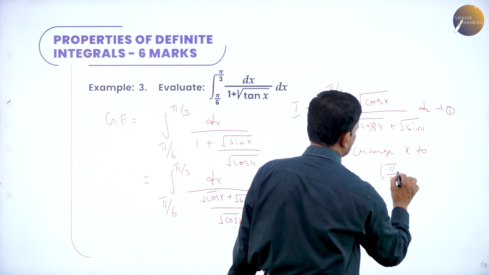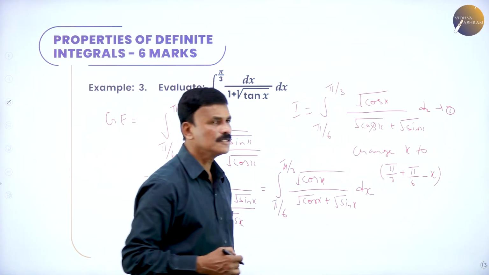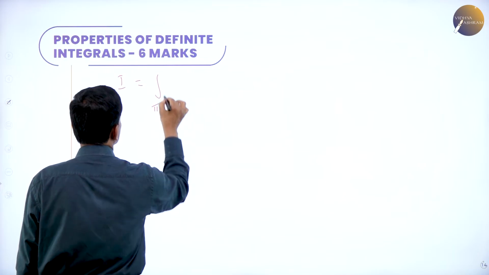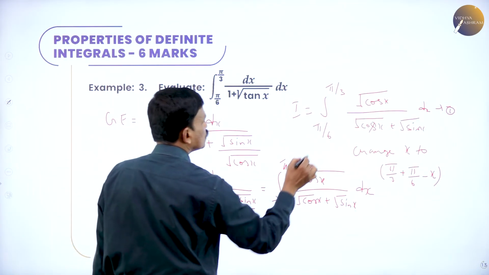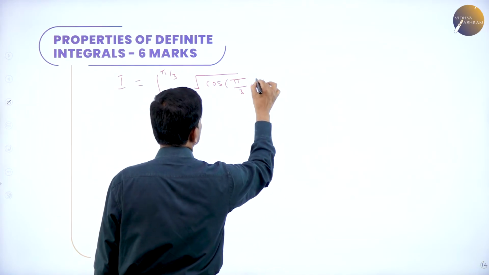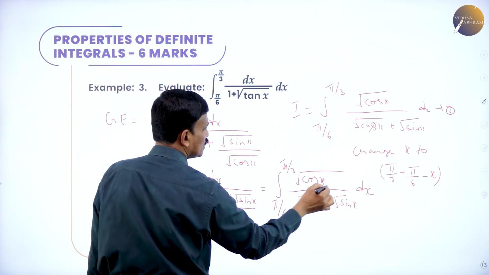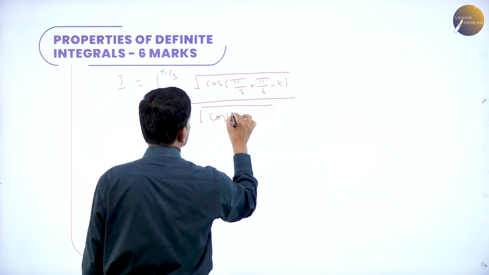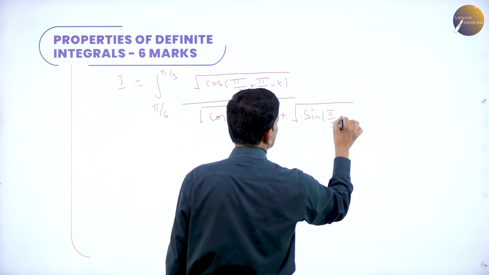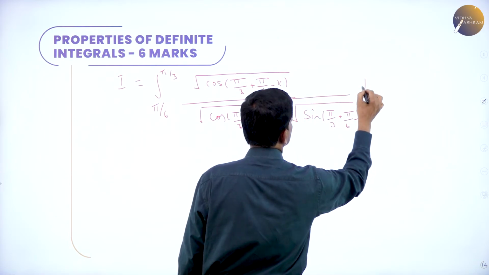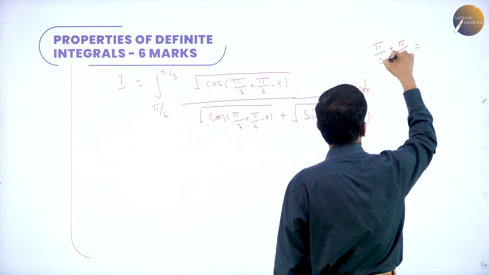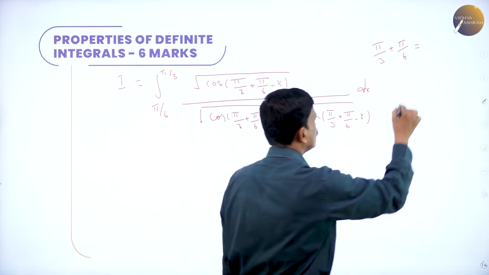pi by 3 plus pi by 6 minus x. Okay. Then this equation becomes, now therefore I is equal to integral, what is the integral? Pi by 6 to pi by 3 root of cos of pi by 3 plus pi by 6 minus x divided by, in the denominator, root of cos of pi by 3 plus pi by 6 minus x plus root of sin of pi by 3 plus pi by 6 minus x into dx. Now what is pi by 3 plus pi by 6? Pi by 3 is 60, pi by 6 is 30, 60 plus 30, that is pi by 2.